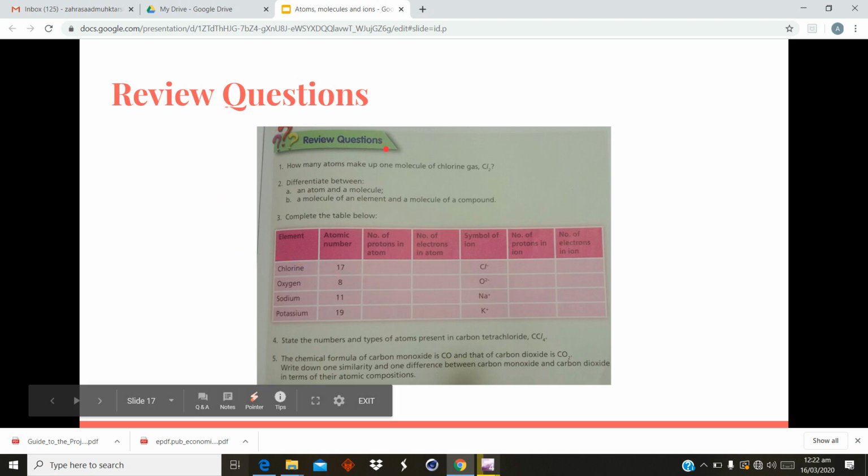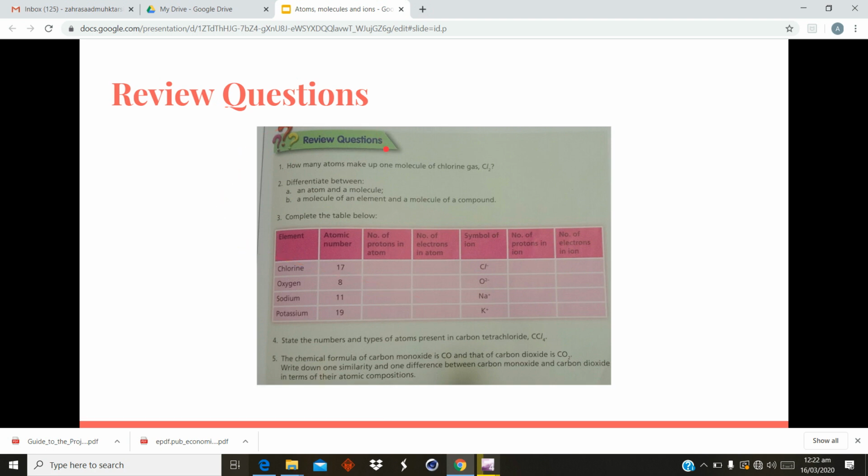Now let's get to the review questions. Try to do it yourself and answer it yourself, but you should be able to answer it yourself, and then look for the answers from this video as well. So, how many atoms make up one molecule of chlorine gas? For one molecule of chlorine gas, we have two atoms, right?